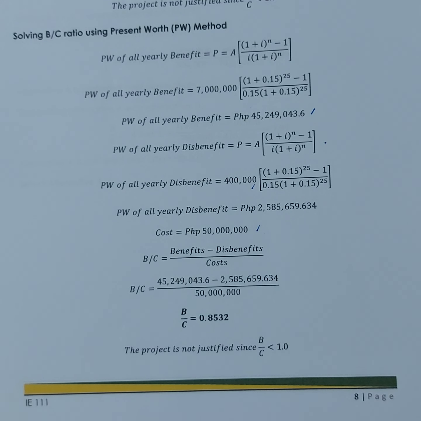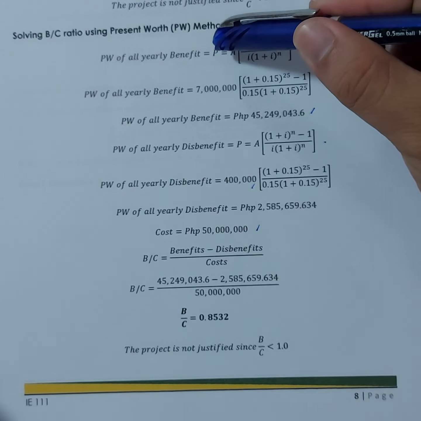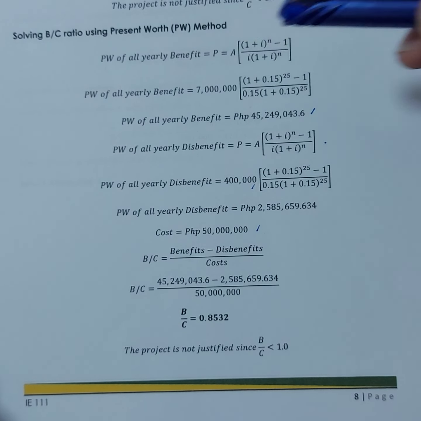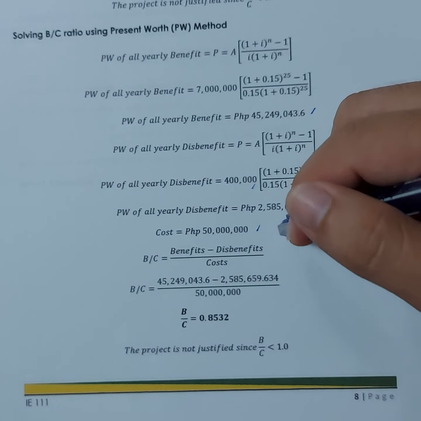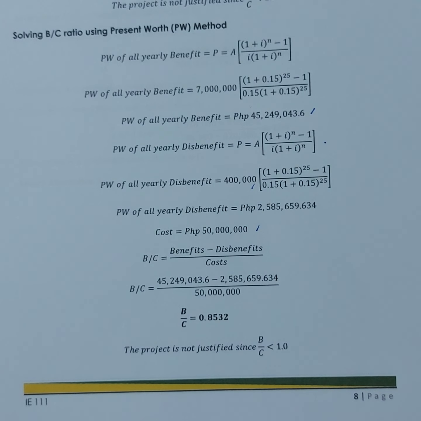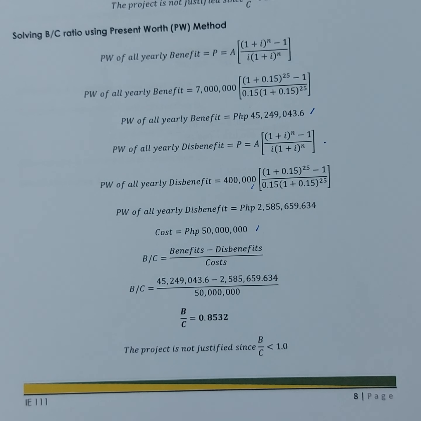Pwede rin naman gamitin nyo yung future worth. That means you're going to solve for the future worth ng yearly benefit, tapos yung future worth ng 50 million, yung initial cost natin. Apply the benefit cost ratio formula, and then you will get, of course, the same result ng benefit cost ratio. Okay? So that is benefit cost ratio.